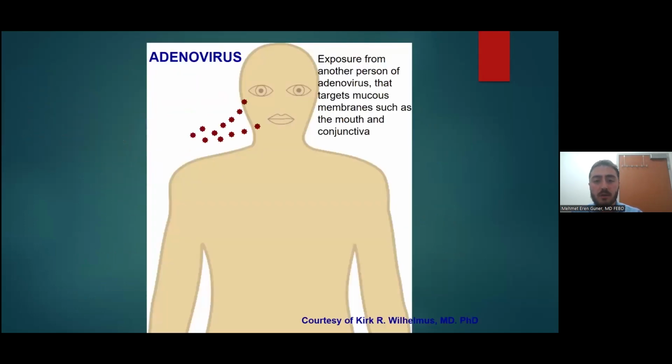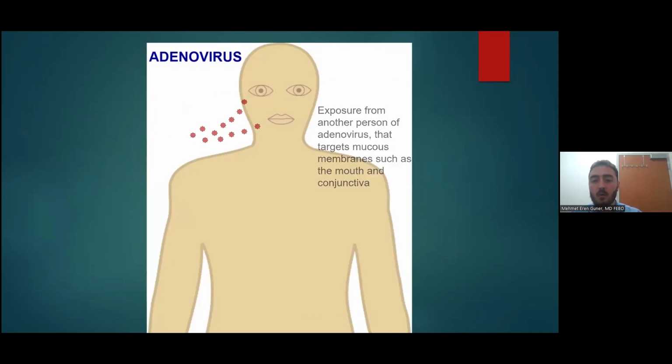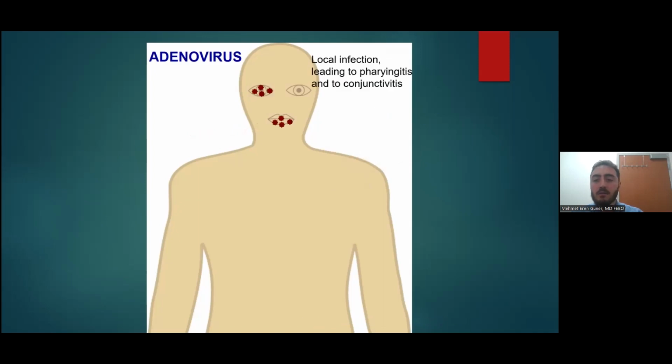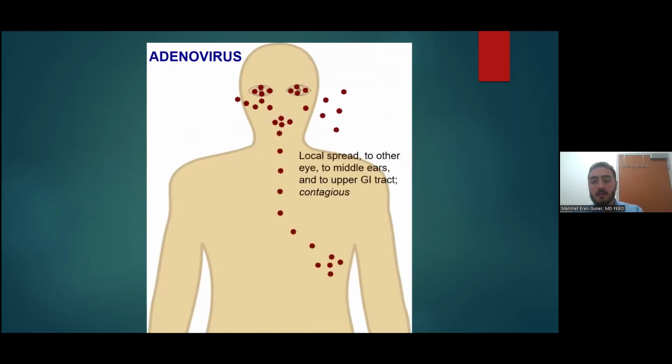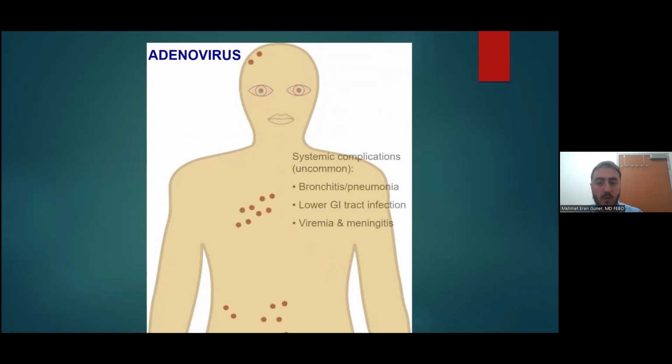Usually you have someone sneezing, you have the exposure from another person, your mucous membranes, mouth, conjunctiva, and then you get the local infection. Most of the time it stops there after the local infection. Of course, it is still contagious. And then it can spread to the middle ears, GI tract, still contagious. And then, uncommon, but it can have even meningitis, lower GI tract infection and bronchitis.